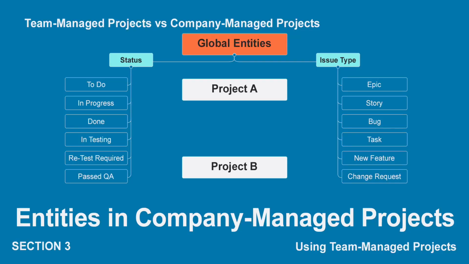On the other hand, company-managed projects work with global entities that you can create independently of any other project. So here's an example of global entities. And we can hook up any number of projects to these entities and then share them across multiple projects. So let's say in project A, we want to have the new feature issue type, but we also want project B to have that new feature issue type.